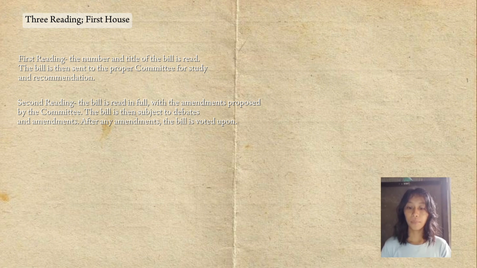If the bill is approved after the second reading, it goes to the third reading. In the third reading, the bill is again voted upon. After the 3 readings in the first house, the bill is transmitted to the second house, which is the House of Representatives. The same process of 3 readings is followed.